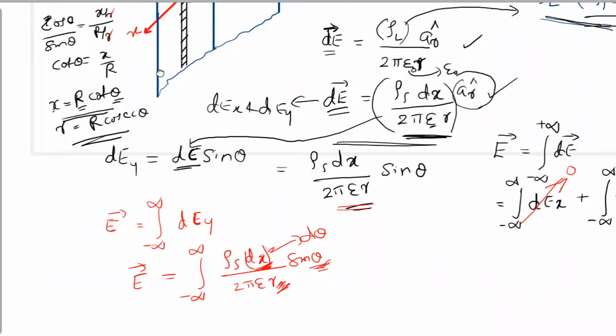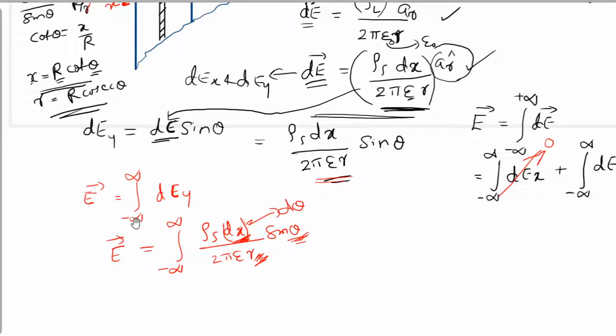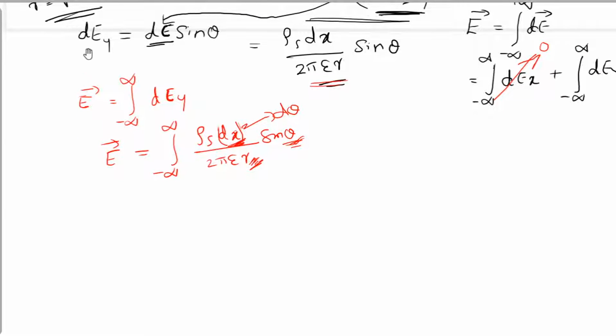Now I'll use that result here. I'll try to substitute it here. So the values I got, I'll rewrite: x equal to R cot theta and small r equal to capital R cosec theta.